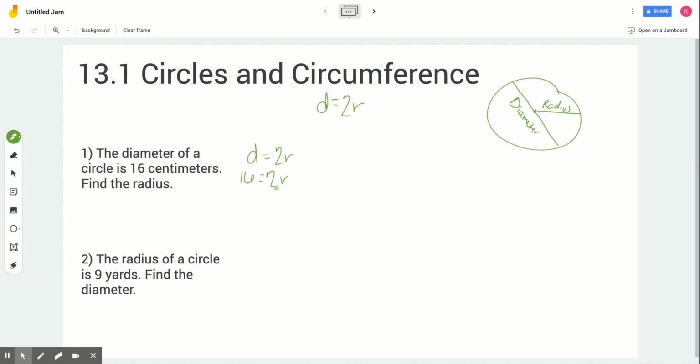And then you're simply going to solve for that missing variable. So you would divide by 2 on both sides. We're going to find out that the radius is 8 centimeters. Now the same thing in regards to number 2. The radius of a circle is 9 yards. Find the diameter. So go ahead and start with your formula and try to plug this in to solve. You should have started by plugging in 9 for the radius, or r. 2 times 9 is 18, so the diameter for number 2 is 18 yards.